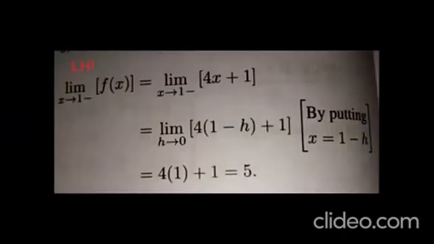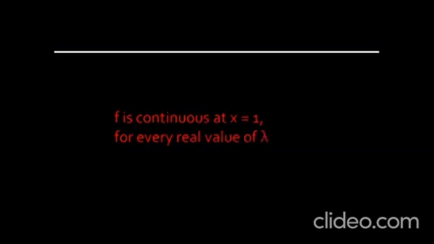In the left hand limit, we get limit x tends to 1 minus f(x) is equal to limit x tends to 1 minus 4x plus 1, and then you replace x by 1 minus h, and after replacing it, if you simplify it and put the value of the limit, you will get the result 5. So we can easily observe it. The left hand limit is 5 and the right hand limit is also 5, and the value of f(1) is also 5. So in all the cases we are getting the result 5.